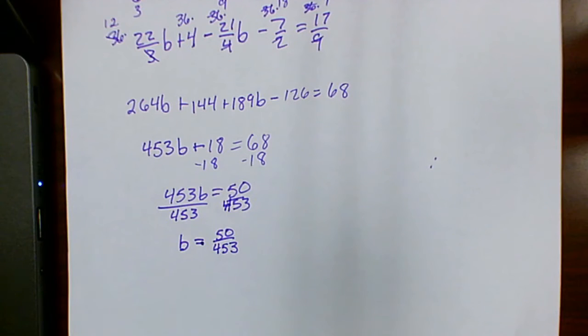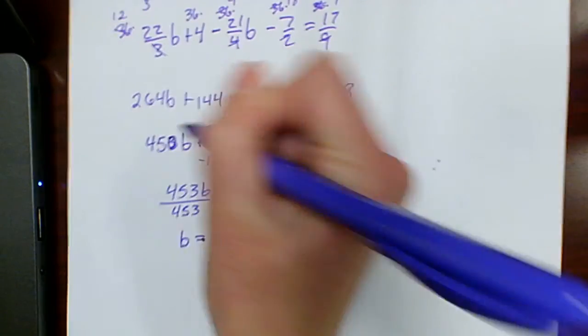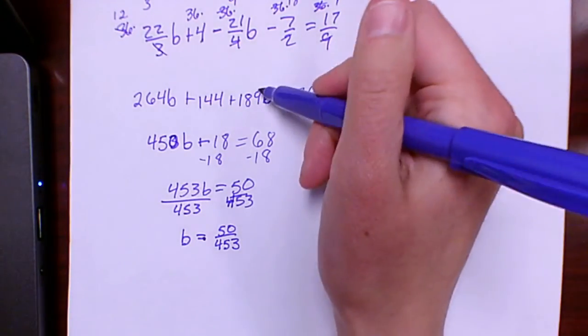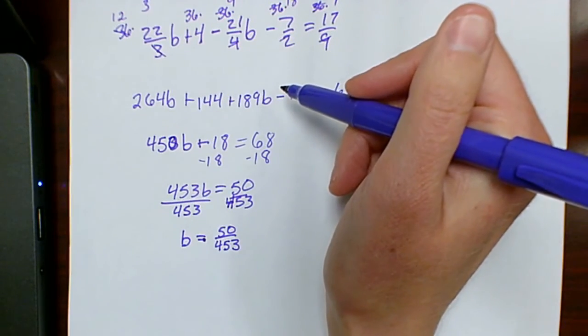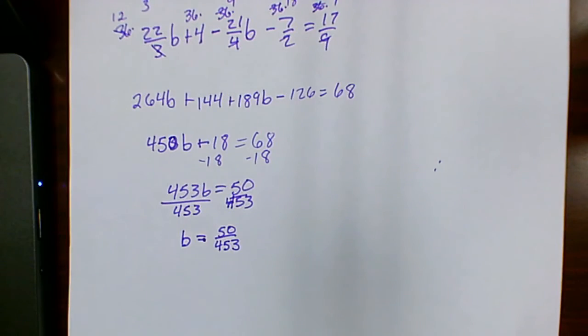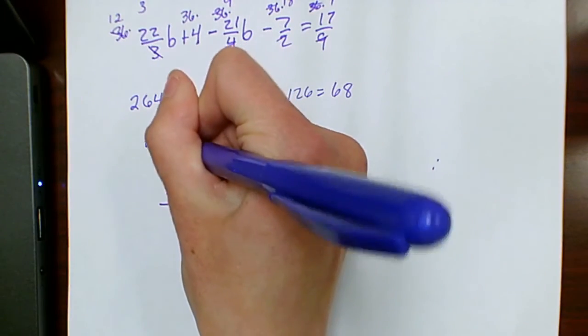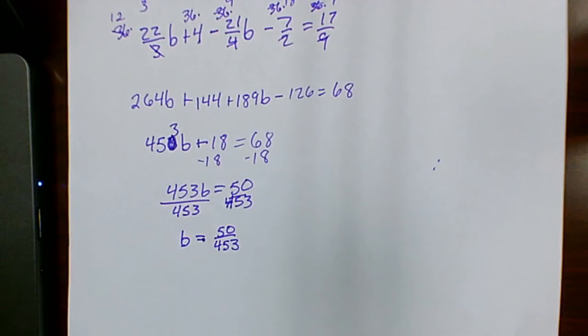If I did my math right, let me double check that one. Oh, 450. I must have done something wrong here, because I don't know. Oh no, I didn't. I typed it in wrong. 9 times 21. Okay. Plus 264. Yeah, that's still 453. Okay.